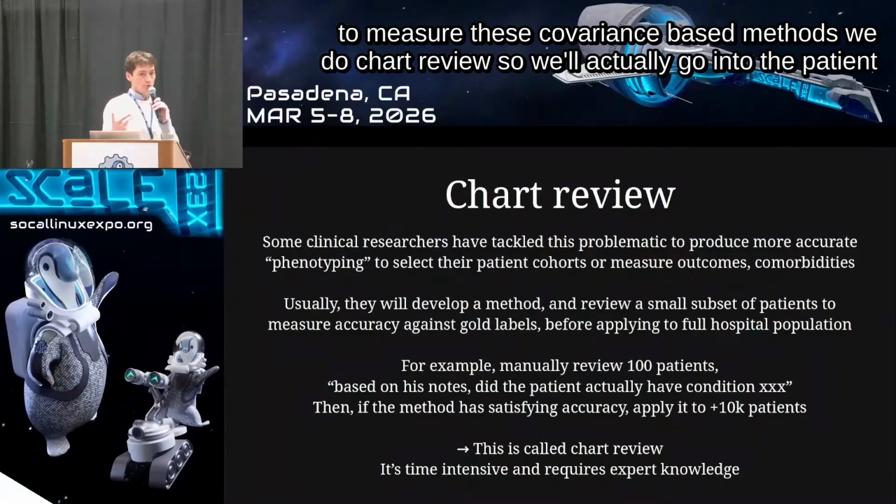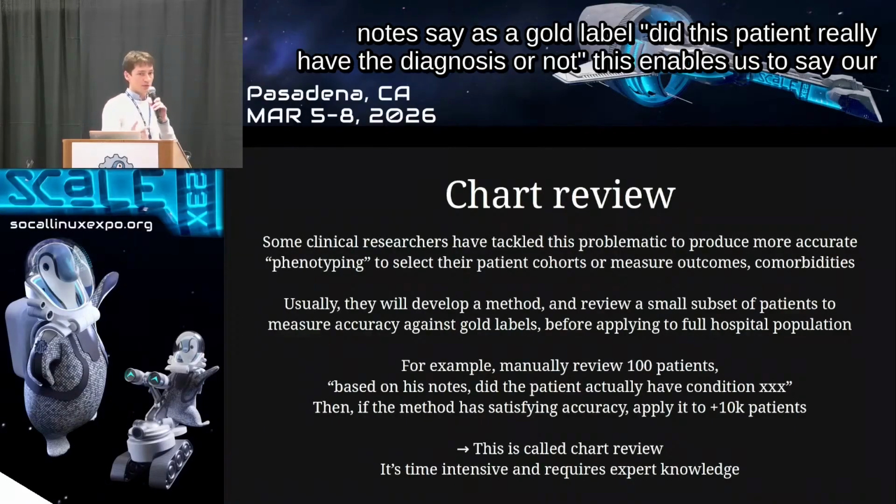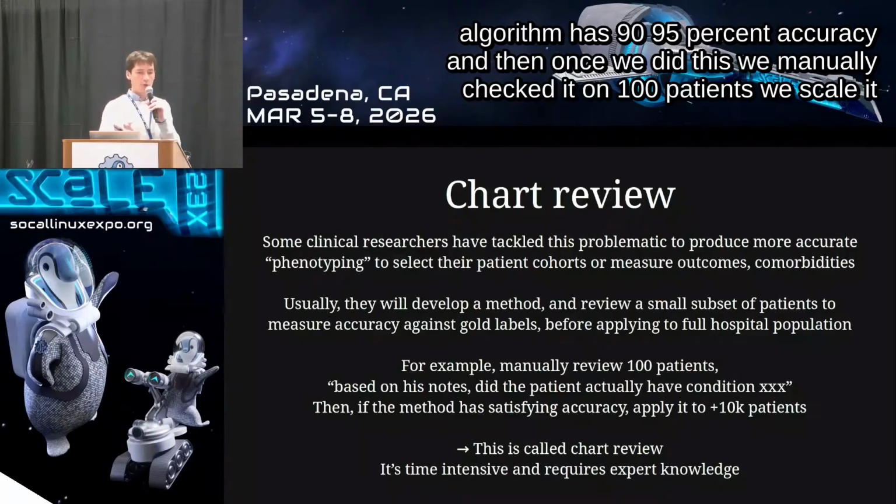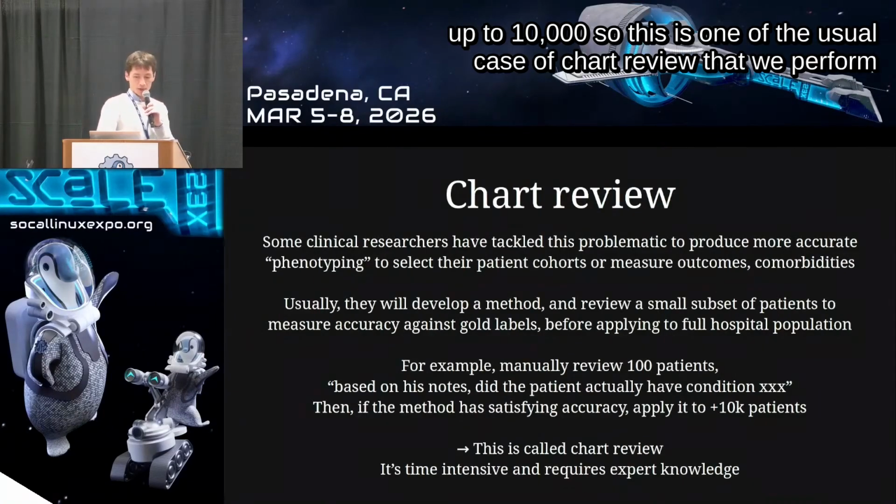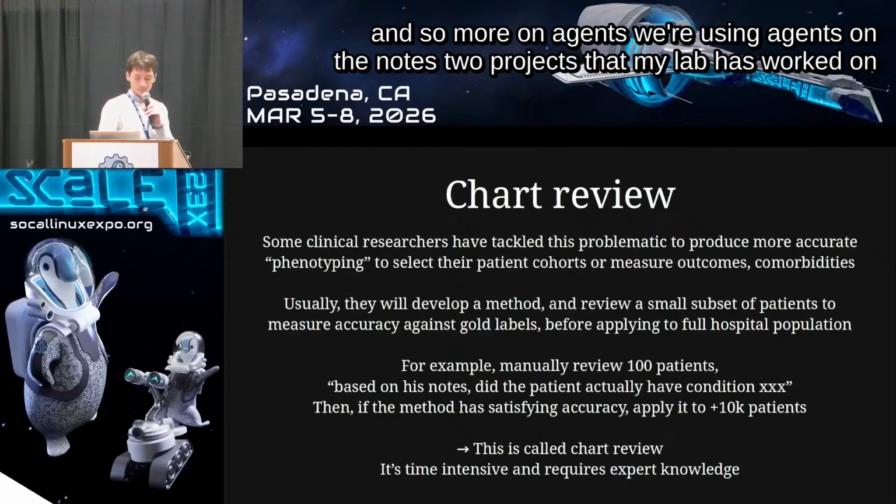And to be able to measure these covariance-based methods, we do chart review. So we'll actually go into the patient notes, say as a gold label, did this patient really have the diagnosis or not? This enables us to say our algorithm has 90–95% accuracy, and then once we did this, we manually checked it on 100 patients. We scale it up to 10,000. So this is one of the usual cases of chart review that we perform.